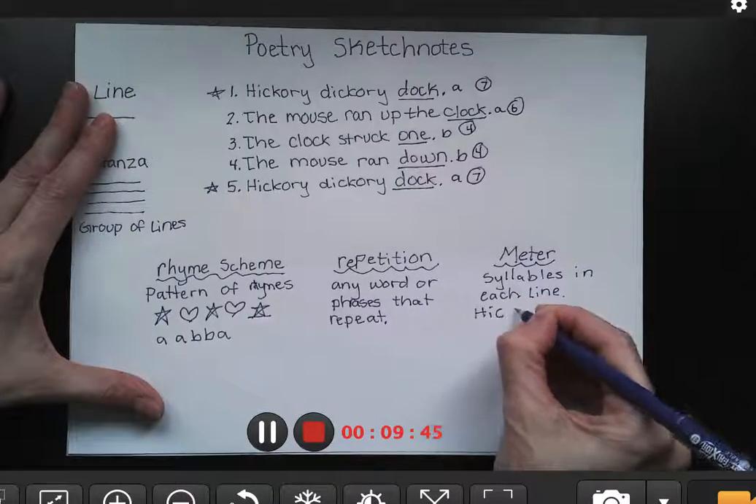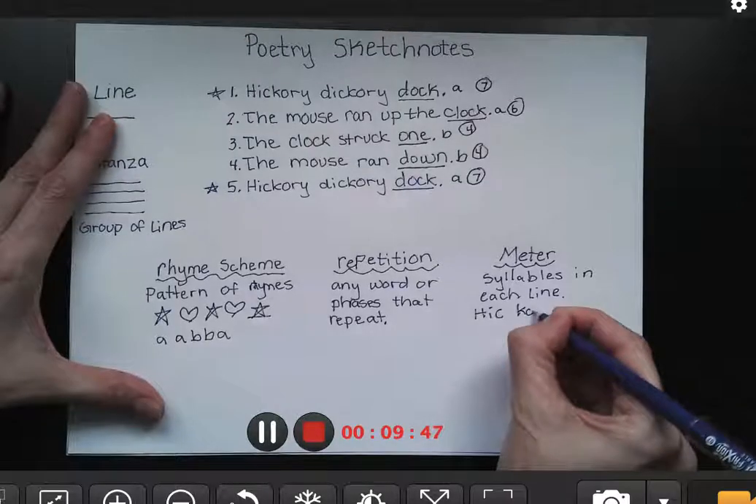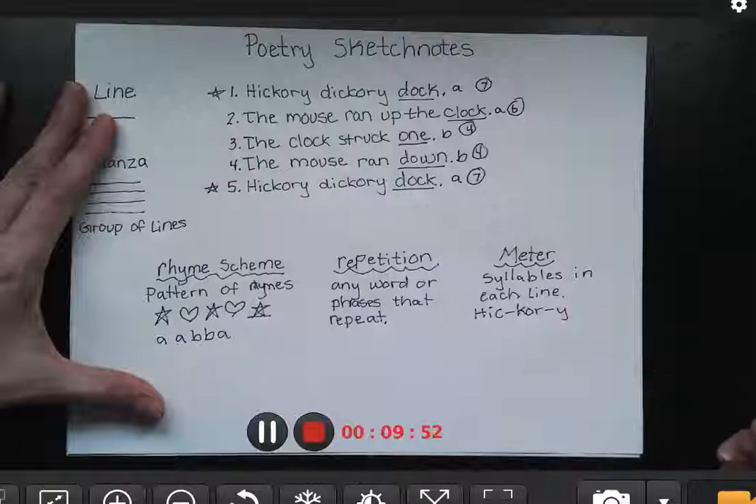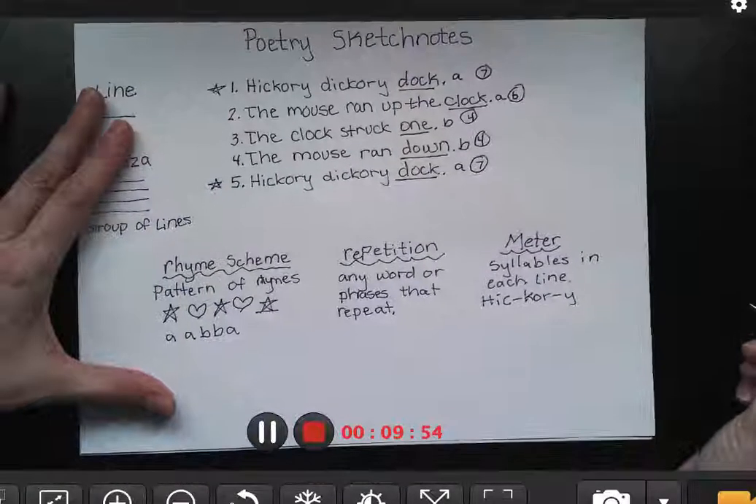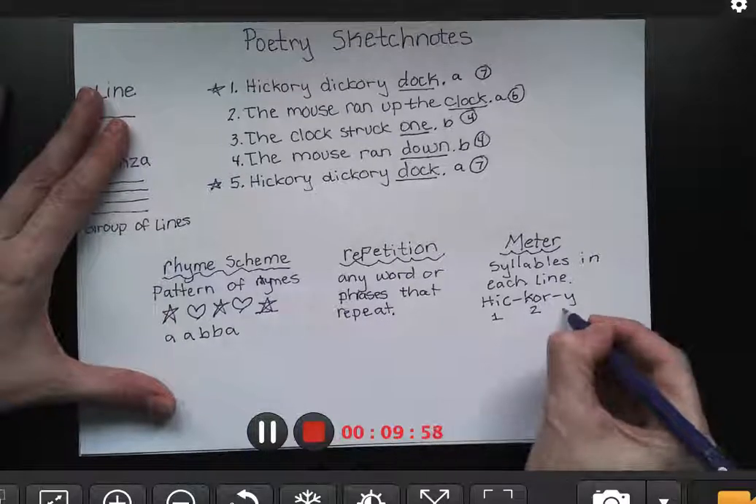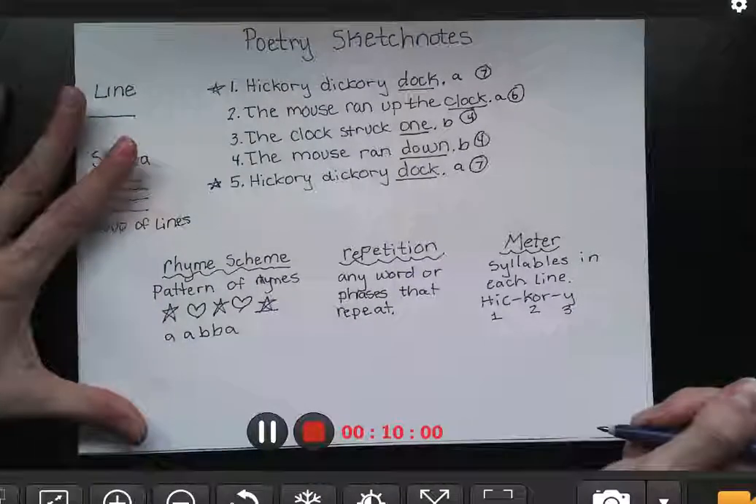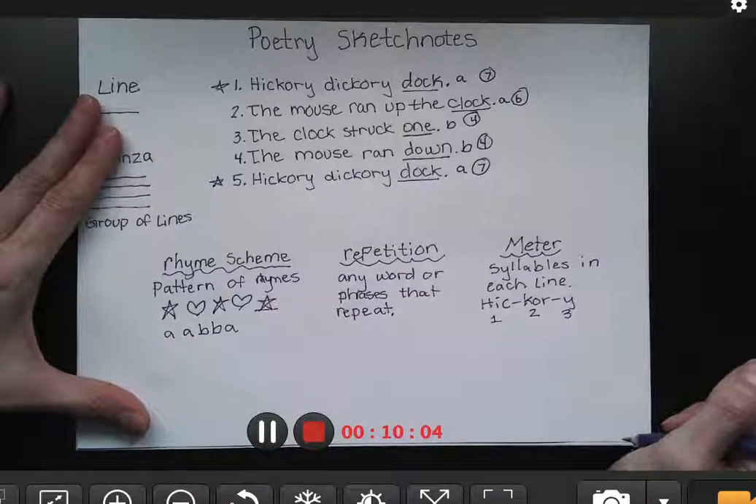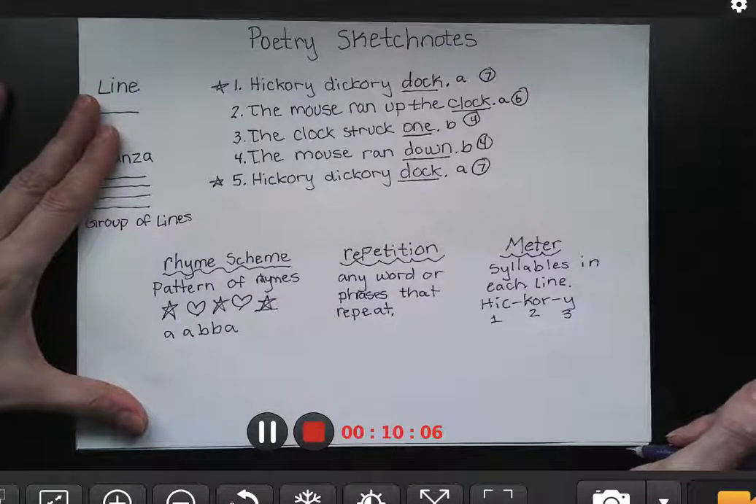So let's spell that out. Hickory. That's 3 syllables. 1, 2, and 3. Hickory, dickory, dock, for a total of 7 syllables.